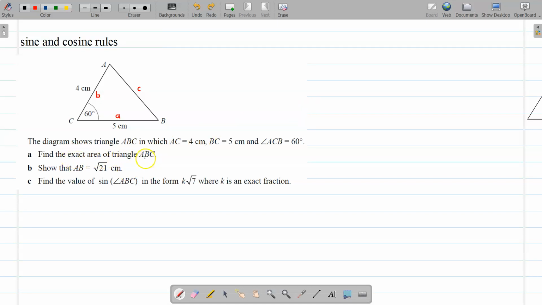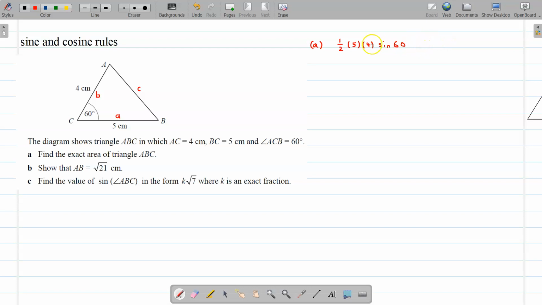So we're not finding a decimal approximation. We're leaving the answer, if necessary, as a surd. So let's make a start on question A. We're going to use the fact that the area of any triangle is a half times two sides multiplied together times the sine of the angle between them. So it's a half ab sine C, which is a half of 5 times 4 times the sine of the angle between them, and that's sine 60.